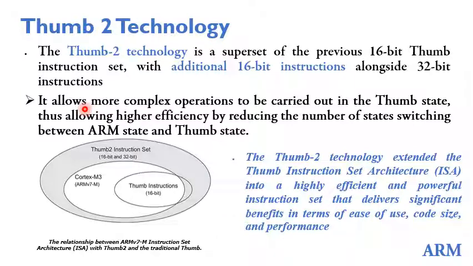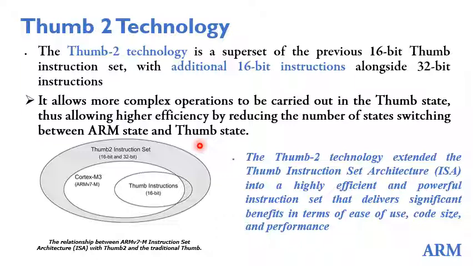it allows more complex operations to be carried out in the thumb state itself. So in the earlier ARM processors, complex tasks like decision-making jobs or tasks requiring math operations were not possible in the thumb state. But now with the additional 16-bit instructions, these complex operations are also possible in the thumb state itself, and this allows for higher efficiency by reducing the number of state switches between ARM state and thumb state.